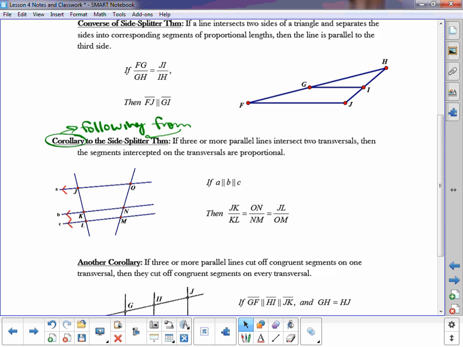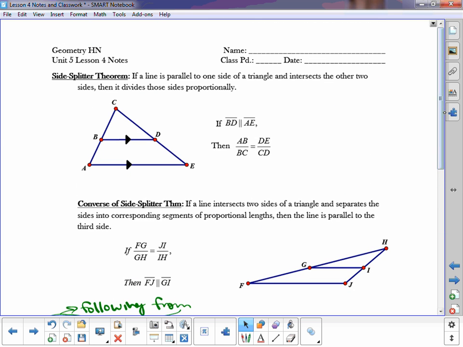Alright, so let's take a look at side splitter theorem. You've gone through and you've read these, but let's translate what's happening here. Side splitter theorem says if a line is parallel to one side of a triangle and intersects the other 2 sides, then it divides those sides proportionally. So we're dealing with a triangle here. That's the key thing for side splitter theorem. And we have a line running through it that is parallel to that 3rd side. So anytime we have a triangle where there's a chunk going through that's parallel to that 3rd side, then we can know the following, that our sides are proportional.